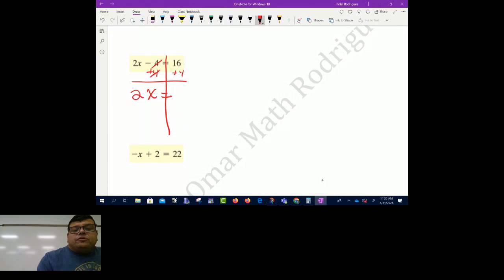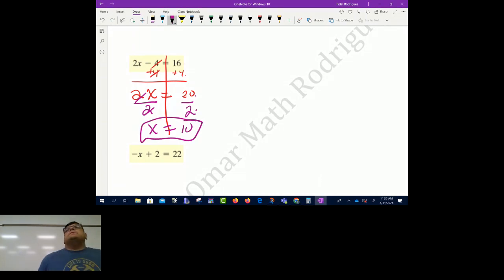Okay. So look, y'all, 16 and 4 is 20. Since we're multiplying by 2, y'all, I'm going to do the opposite, which is to divide by 2. And 20 divided by 2, y'all, is just going to give me 10.